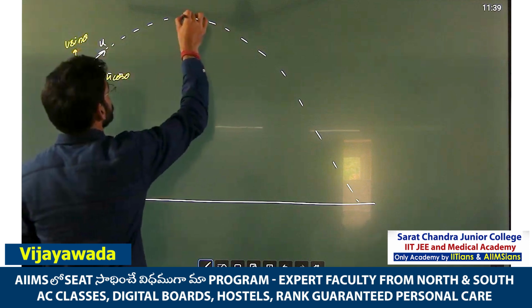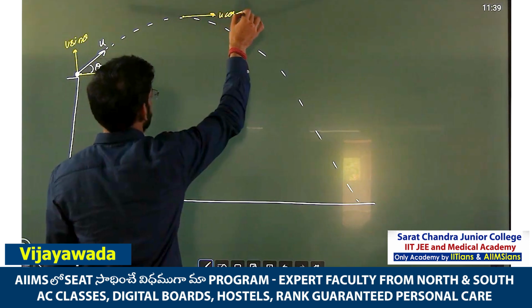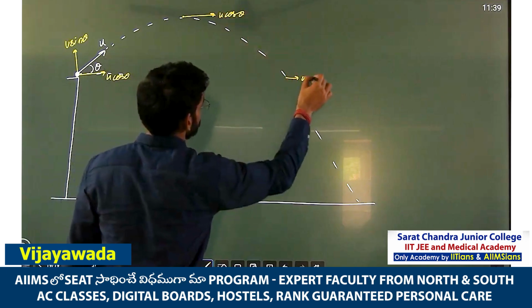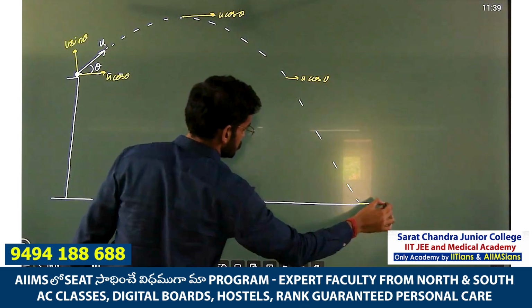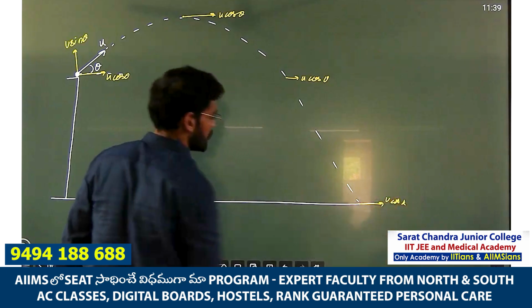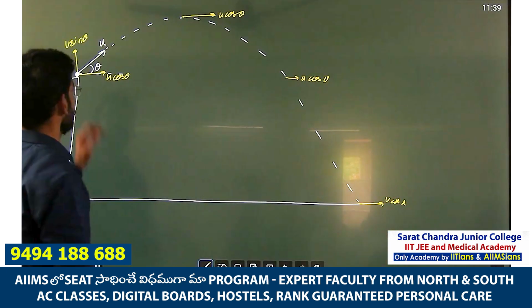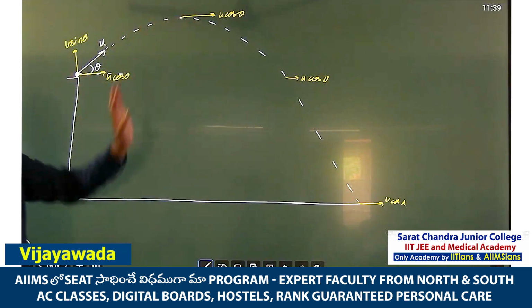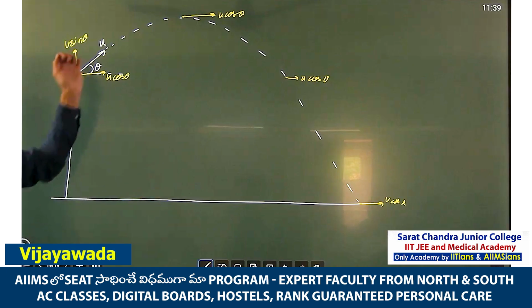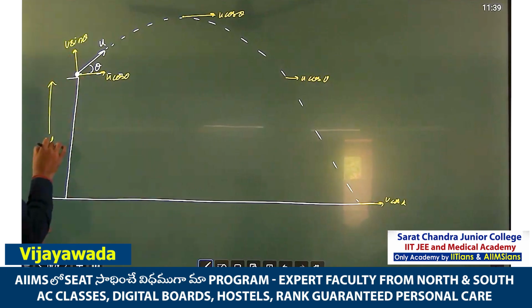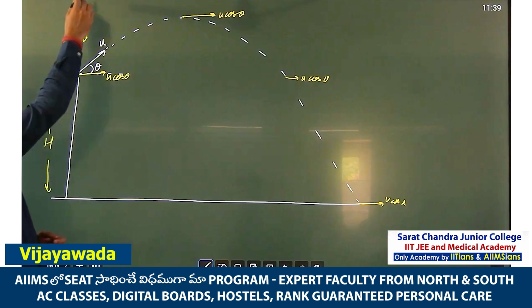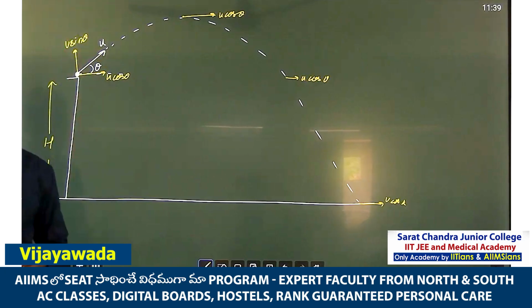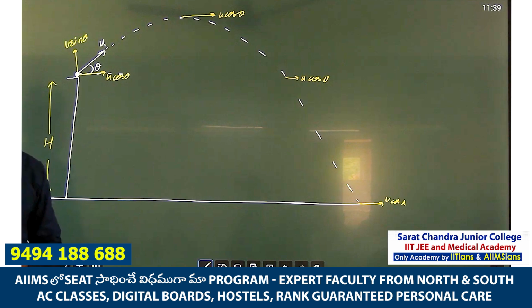Horizontal velocity is always constant: at the topmost point it is u cos theta only, and here also u cos theta, and here also u cos theta. In the vertical direction, u sin theta will first decrease and then increase. So this is a combination of the particle going this side with u cos theta, and vertically a particle thrown from a height h upward. It will go up and come down. Got it? Time of flight and maximum height are solved in the vertical, range in the horizontal. That's it.